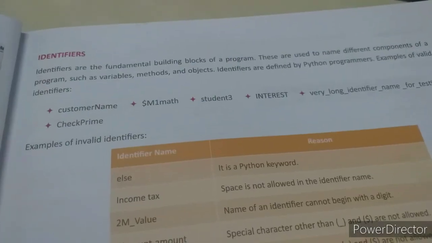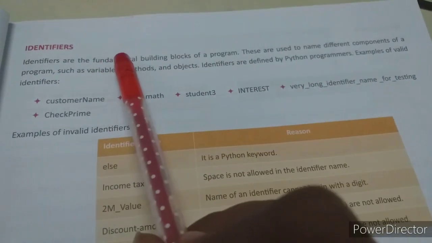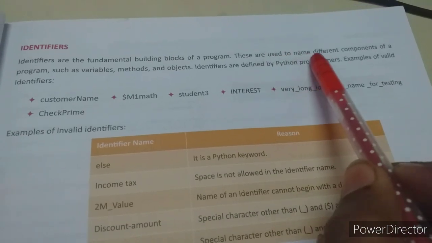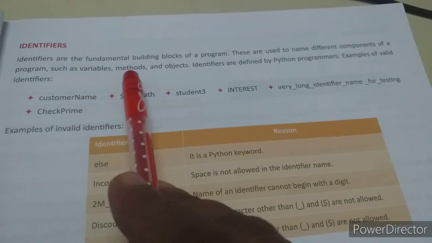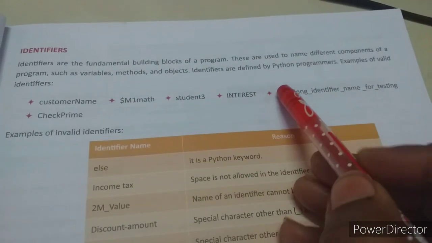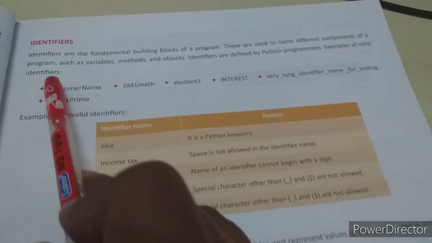Now let's see the identifiers topic. Identifiers are fundamental building blocks of a program. These are used to name different components of programs, such as variables, methods, and objects. Identifiers are defined by Python programmers. Example of a valid identifier.